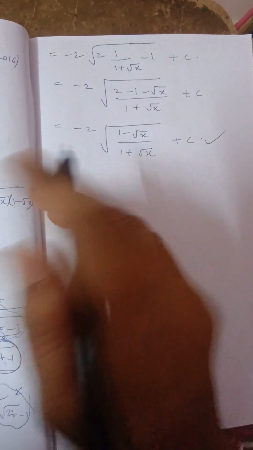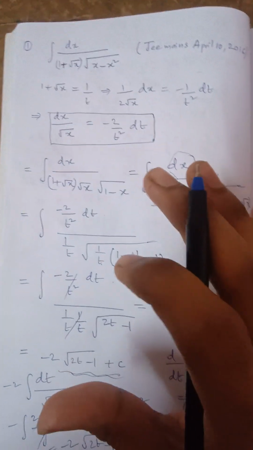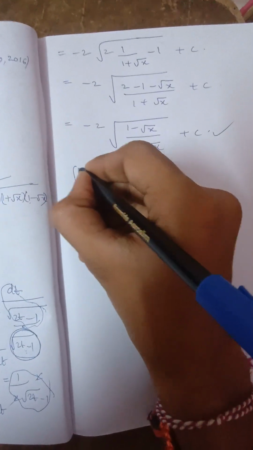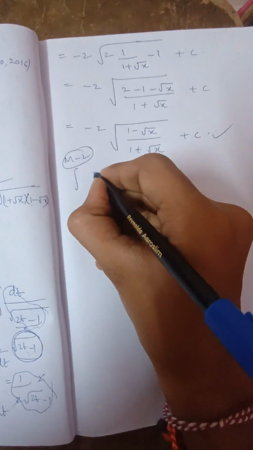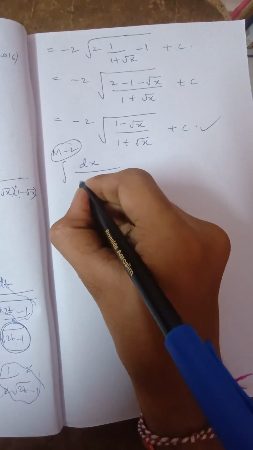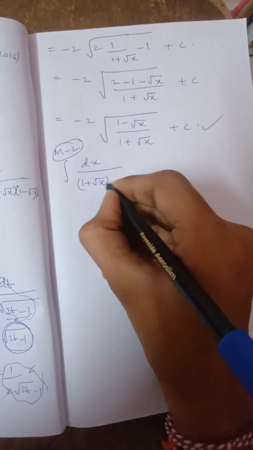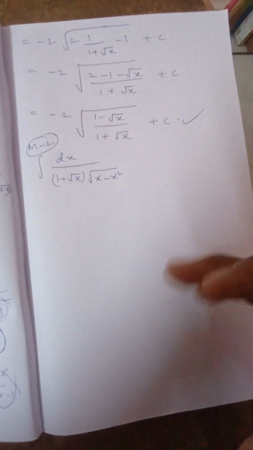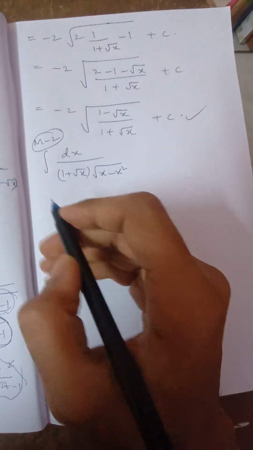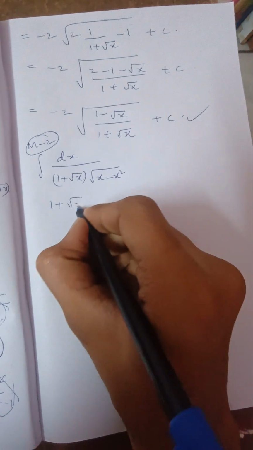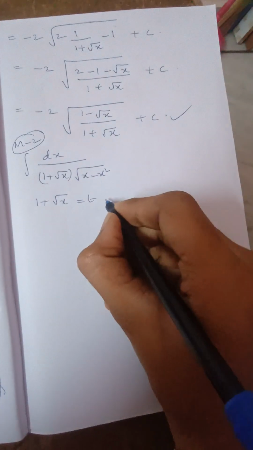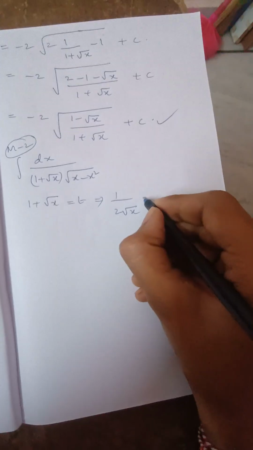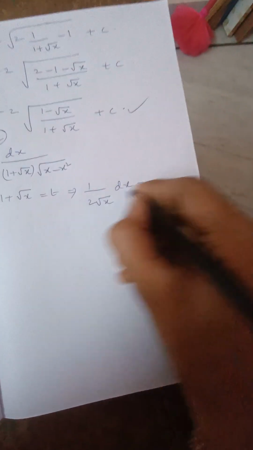So now let us solve this same question by using our second method. So the question is the integral of dx by 1 plus root x into root of x minus x square. So now let us take 1 plus root x as t and we will solve the question. If we differentiate both sides with respect to x, we get 1 by 2 root x dx is nothing but dt.